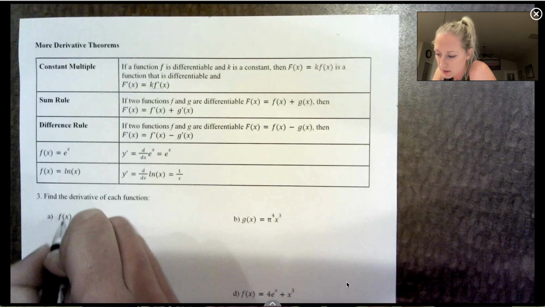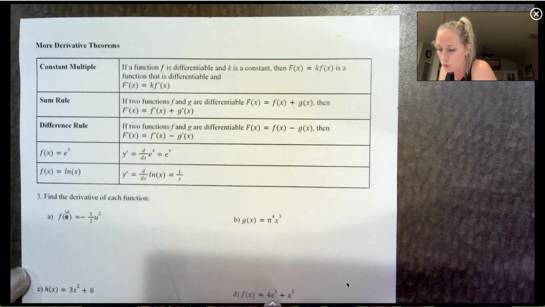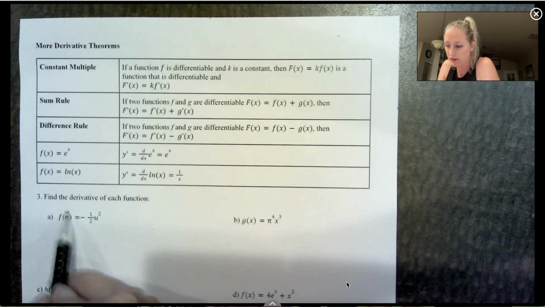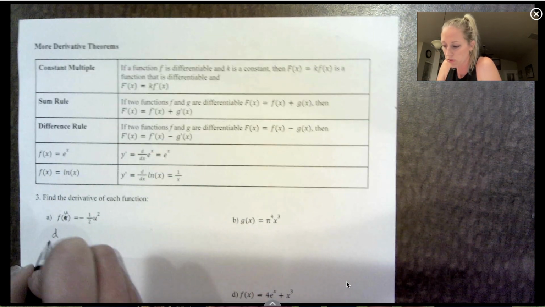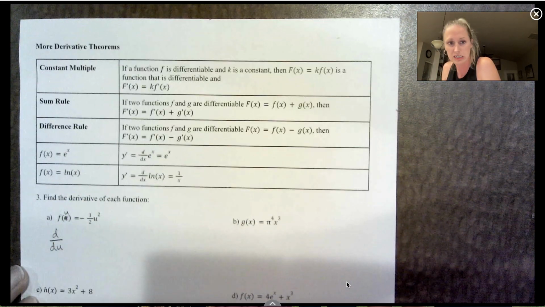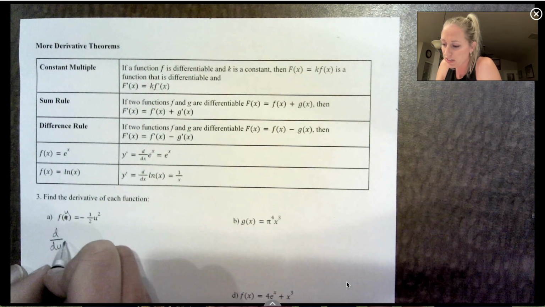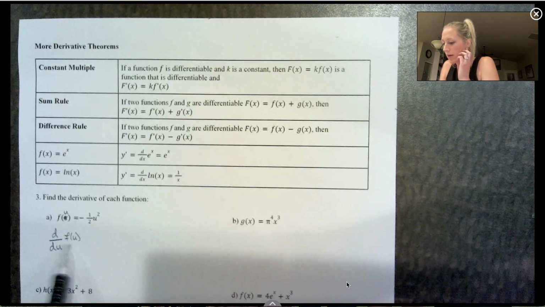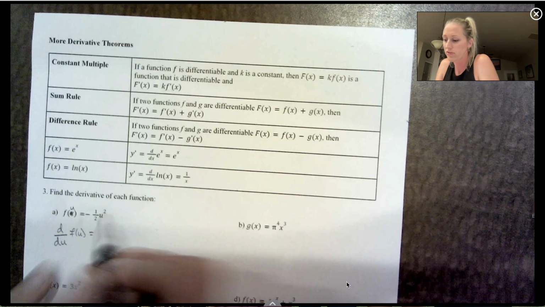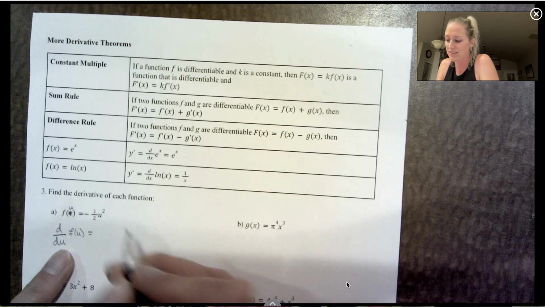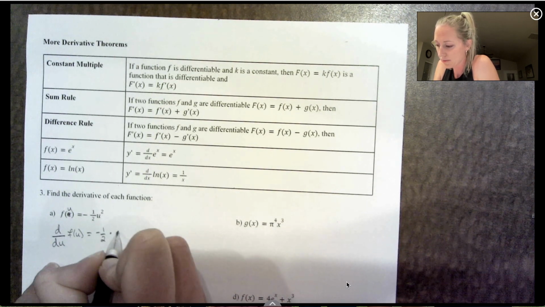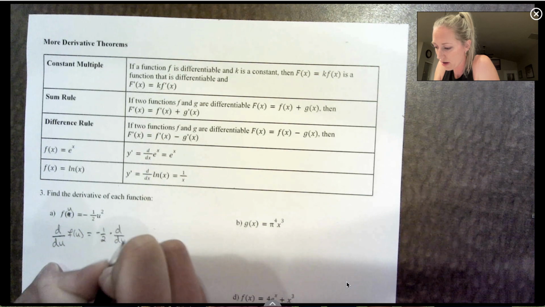Okay, and this is another typo. This should say f of u. Okay, so we're going to find the derivative of each function. In this one, because my variable is u, if I wanted to use Leibniz notation, it would look like this: d du. So if we're finding d du of f of u, what that's going to be is, all right, we have this constant, so we can bring that constant out front times the derivative of u squared.